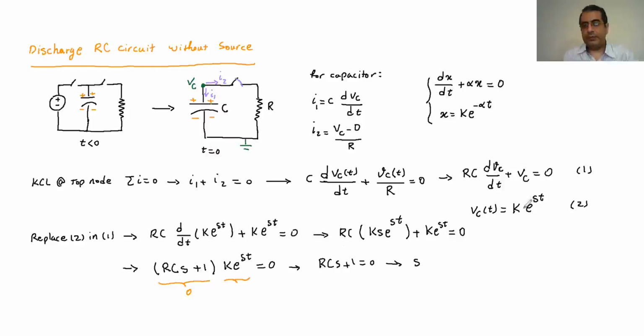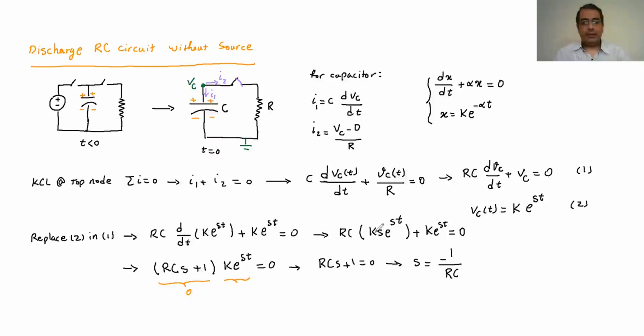The unknowns we have are K and S. These two, K and S, are unknown in this equation. This is our solution, and we want to find that solution. In that solution, K and S are unknown. So here, S is going to be -1 divided by RC in that case. So this is the S. Now we know the S. Now we have to go ahead and find the K, because S is known.